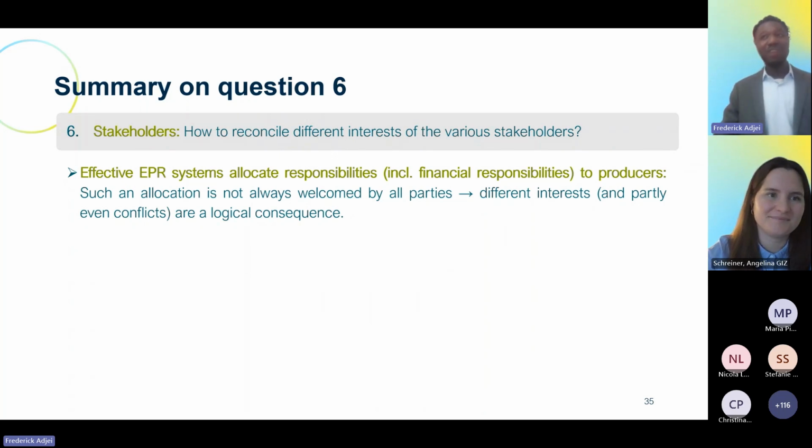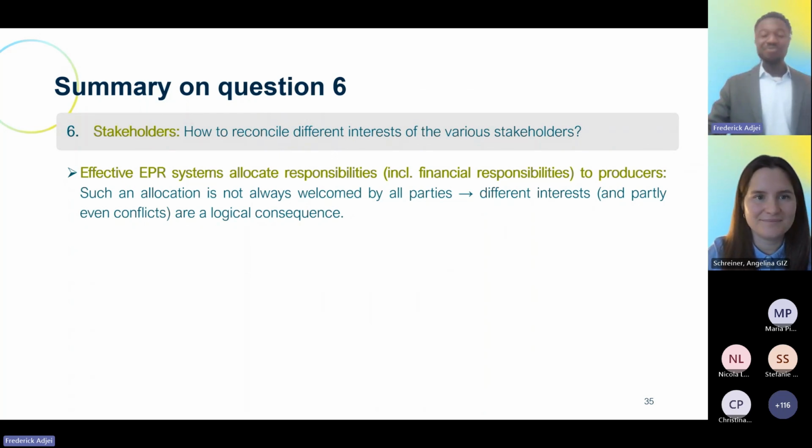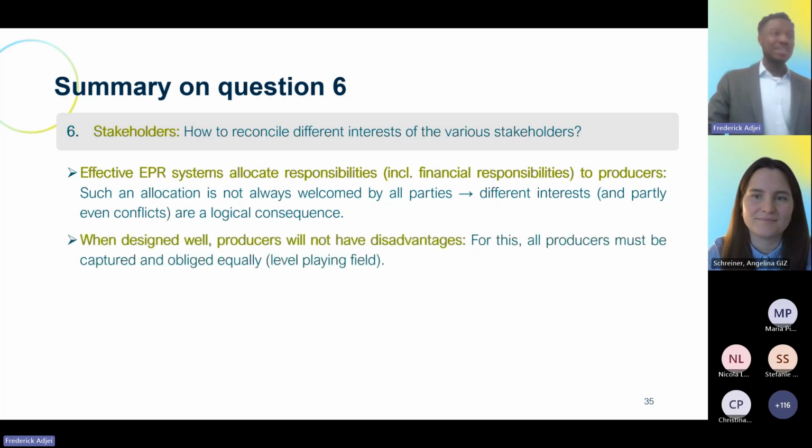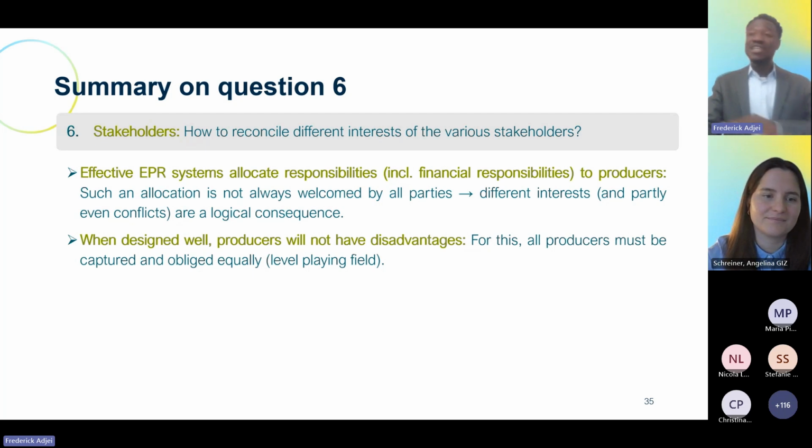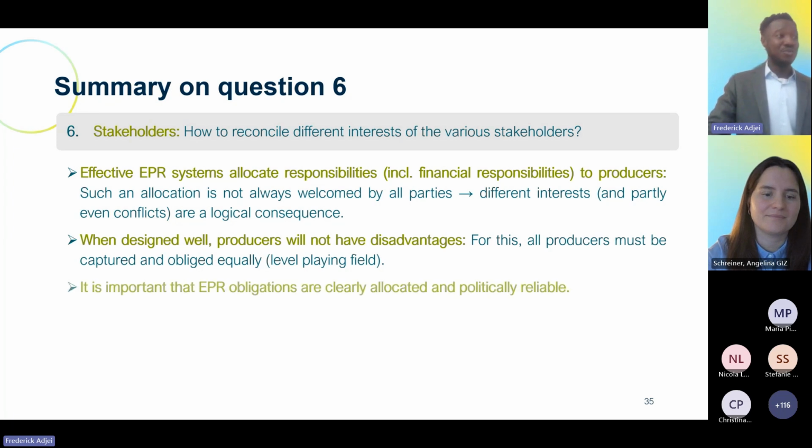You should probably reflect on what you have done. So please expect some pushback, but be clear and be steadfast that responsibilities, including financial responsibilities, are allocated to producers. Again, if well designed, there will be no disadvantages. If there's a level playing field, what is the source for complaint? Indeed, everything will go as planned.